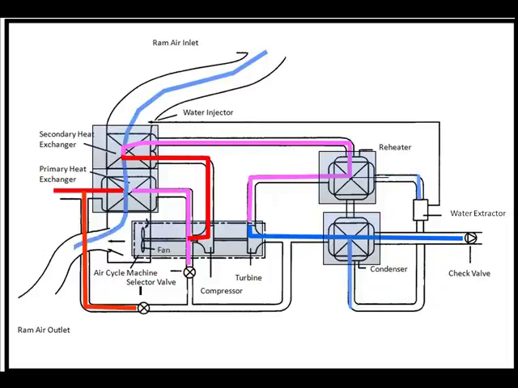The condenser is installed between the air cycle machine and the mixer unit. The cold air from the turbine of the air cycle machine decreases the temperature of the hot air from the reheater. The temperature of the hot air decreases to less than its dew point and the water in the air condenses. The water extractor is installed between the condenser and the reheater.